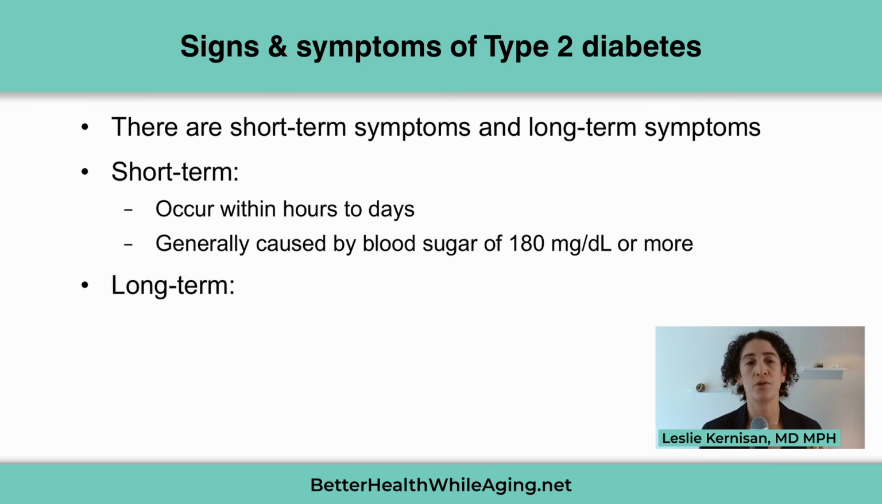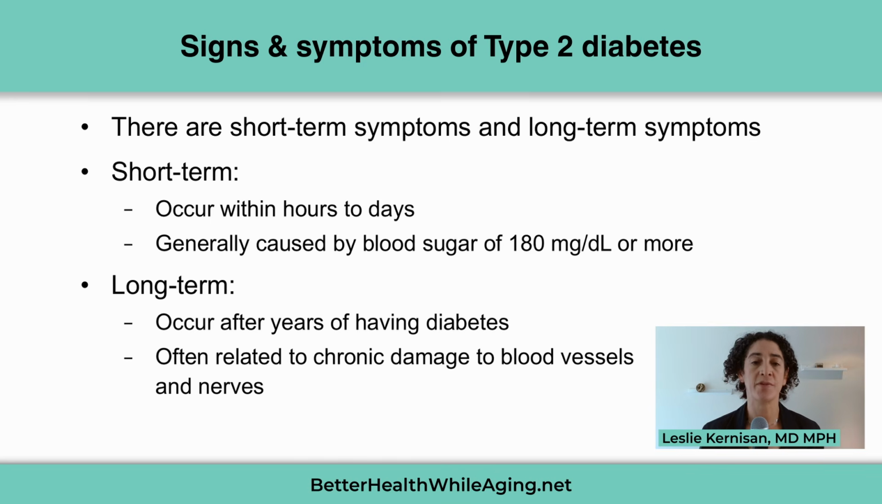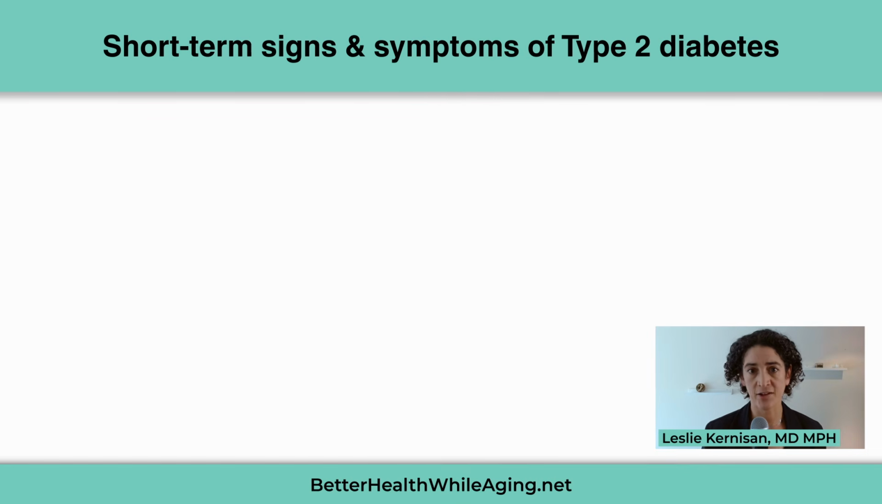And then there are long-term symptoms, which we might also think of as long-term health consequences of having diabetes, of chronically running a sugar that's in this abnormally high range. These are problems that occur after years of having diabetes. So they're not going to happen just because you ran a high blood sugar for a few weeks or even a few months. It usually is going to take several years. That's because these problems are often related to the high blood sugar creating chronic damage to blood vessels and to nerves. So let's start now with short-term signs and symptoms of type 2 diabetes.